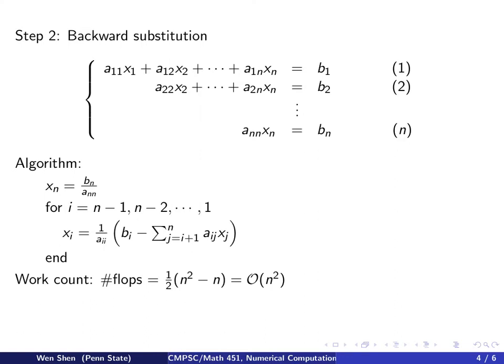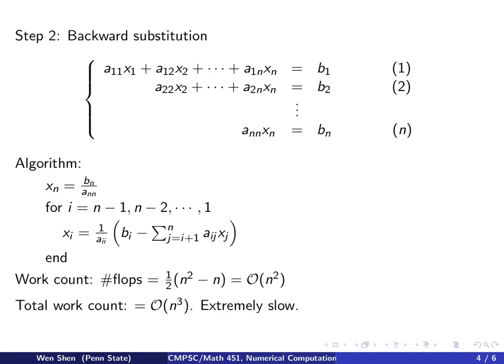So we can do a work count. We basically have a for loop here of size n, and inside the for loop, you see we have a summation sign, which means another for loop. So roughly speaking, this is of order n squared. If you count more precisely, you actually have a factor of a half n squared minus n, because this is like computing the area of a triangle instead of a square, so you get a half. But we will not go into the details of the precise count.